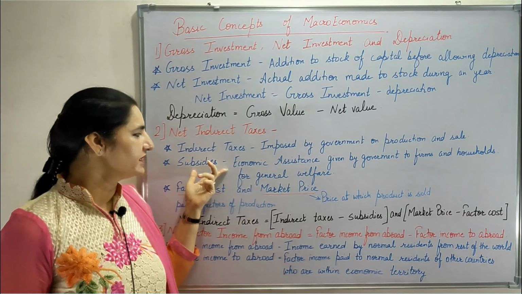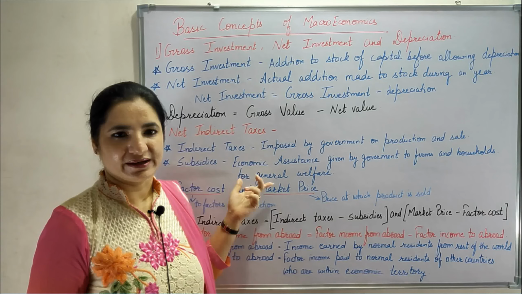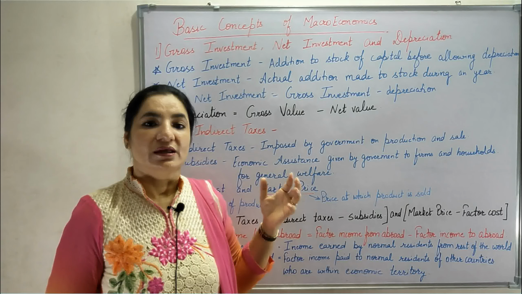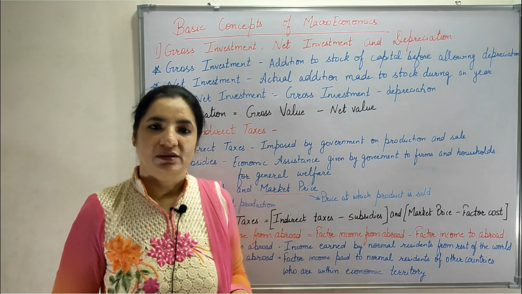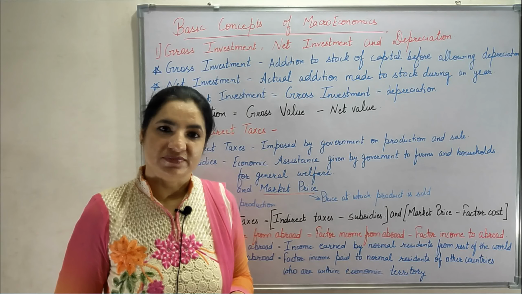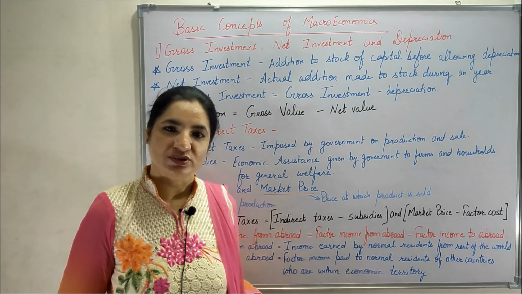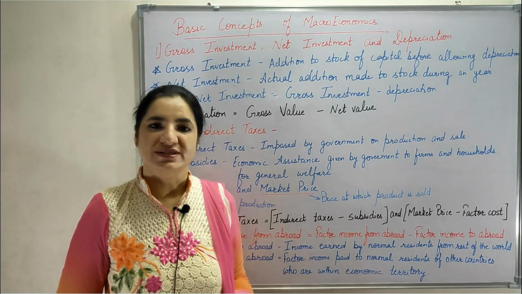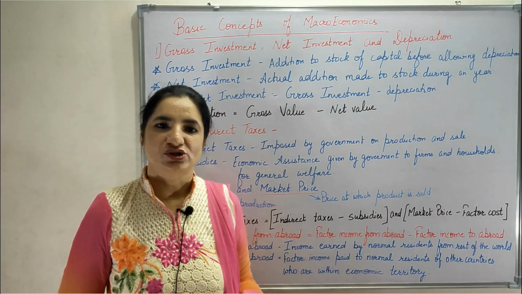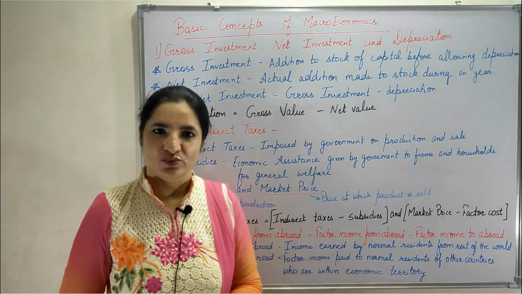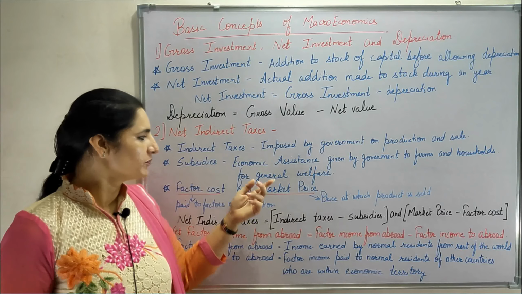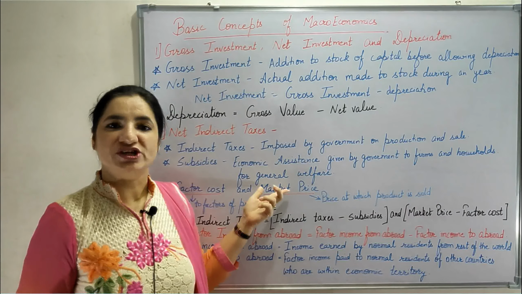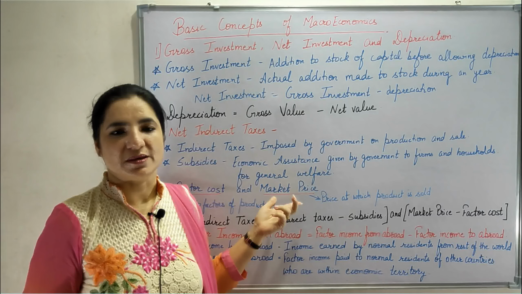Next are subsidies. Subsidies are just the inverse of indirect taxes. Subsidies are economic assistance given by the government to people or firms. It may be given to the household sector as well as to the firm sector. The best example of a household sector subsidy is the subsidy granted on gas cylinders we use at home, that is the domestic gas cylinder. So, economic assistance given by the government to firms as well as households for general welfare is called subsidies.